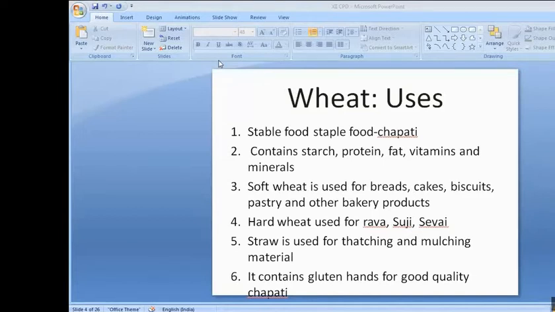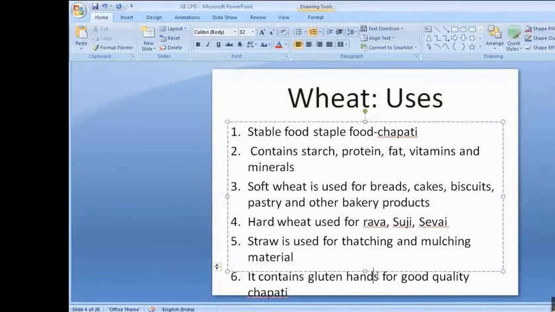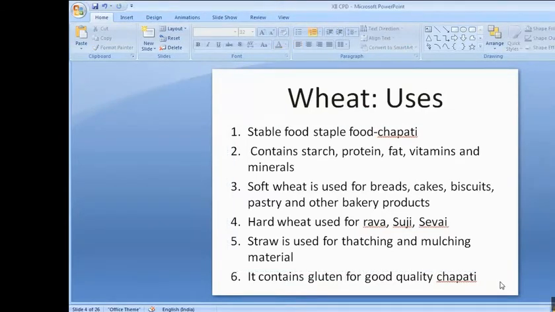water from the soil. Then the most important thing is that it contains gluten. It contains gluten. That is mistakenly written otherwise, there is nothing like that. So it contains gluten, and this is used for good quality chapati. How do we prepare chapati? We take wheat flour, and we add some water to that wheat flour and make a dough. That dough is made, and then we flatten it and make the chapati.